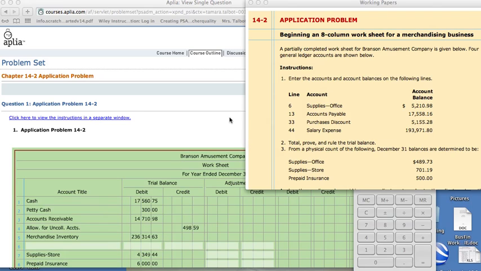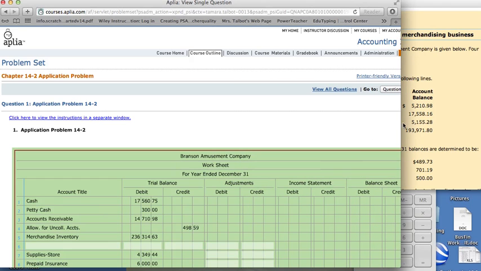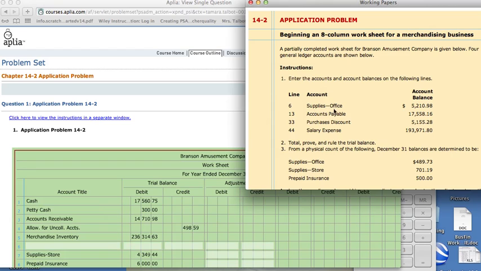Beginning an 8-column worksheet for a merchandising business. We've done a worksheet before, and I think it was chapter 8 for a sole proprietorship. The difference in this is we have a few more adjustments we have to make. First, they want us to enter information into the supplies account.